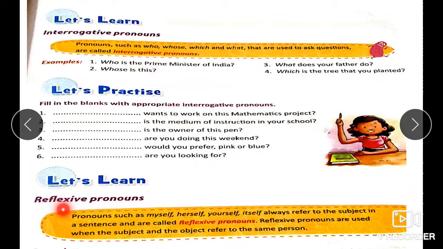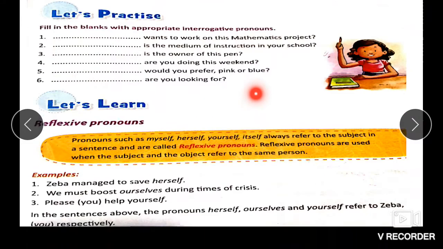Now let's learn about reflexive pronouns. Pronouns such as myself, herself, yourself, itself always refer to the subject in a sentence and are called reflexive pronouns. Reflexive pronouns are used when the subject and the object refer to the same person. So, all these words, myself, herself, yourself, itself, themselves, yourselves, which could be in the plural also, ourselves, himself, are all used as reflexive pronouns. And reflexive pronouns are used when the subject and the object refer to the same person.